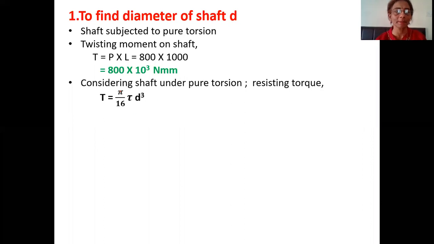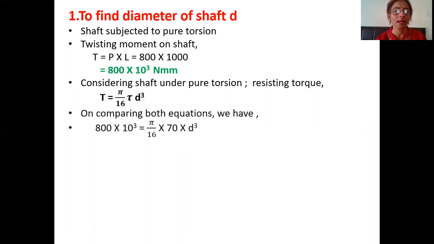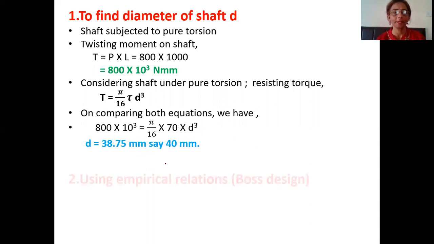The resisting torque equation is pi by 16 tau d cube. Let us compare both the torques. So 800 into 10 raised to 3 is equated with pi by 16 tau d cube. Tau we have substituted as 70. Rearranging the terms, the 16 will go up, and pi and 70 will be in the denominator, and then we take the cube root of the result. So we will get the diameter of the shaft as 38.75 millimeter. We will round this value a little higher, say 40 millimeter.